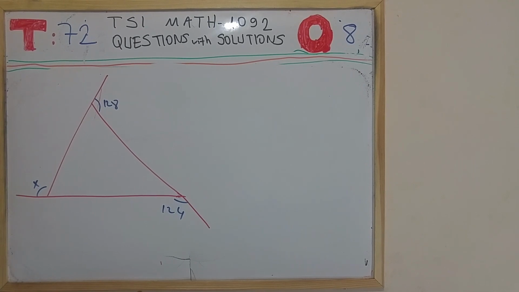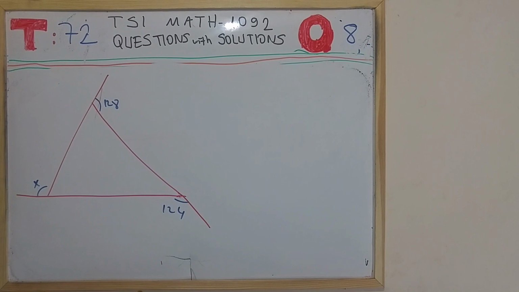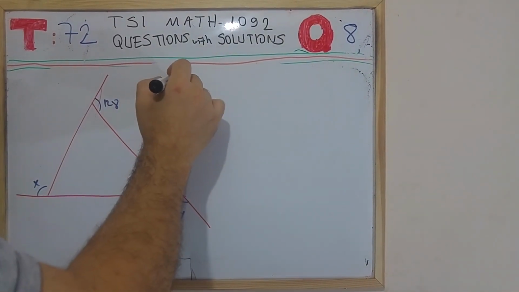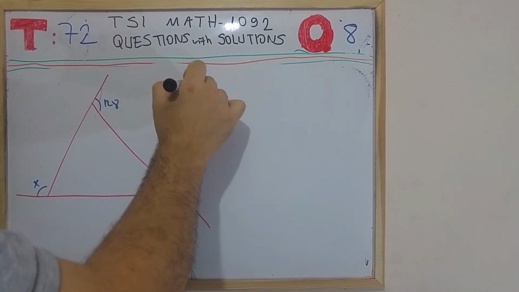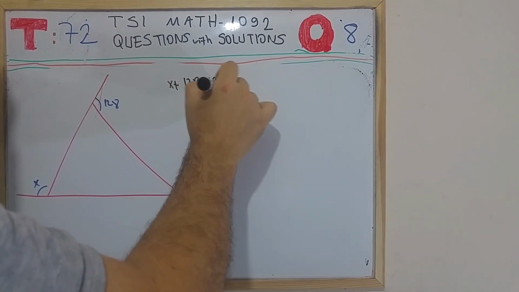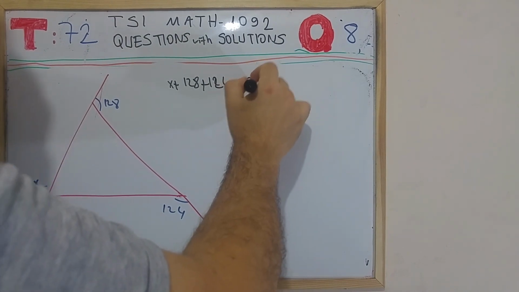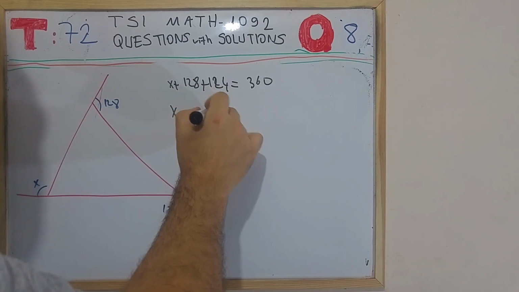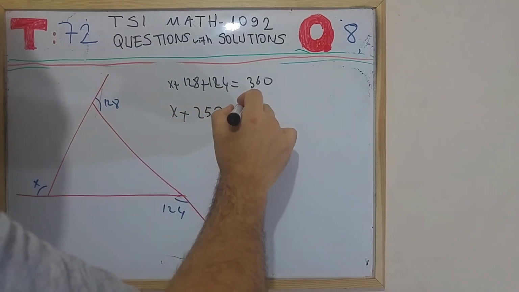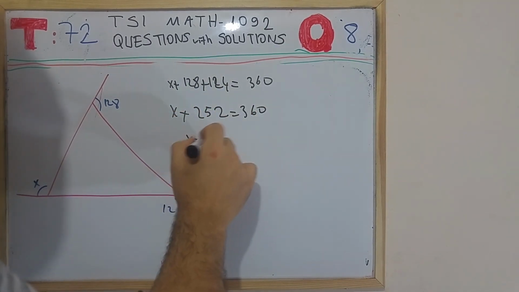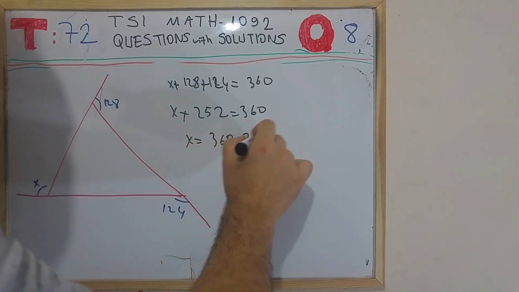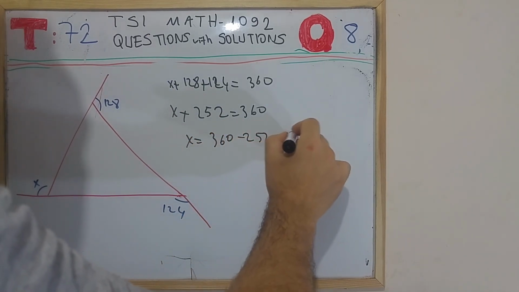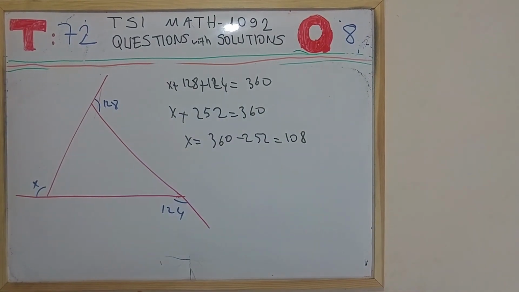The sum of external angles of any polygon is equal to 360. So when I sum these three angles up, I have to reach 360. So x plus 128 plus 124 is equal to 360. X plus 252 is equal to 360, and x is equal to 360 minus 252, which is equal to 108.